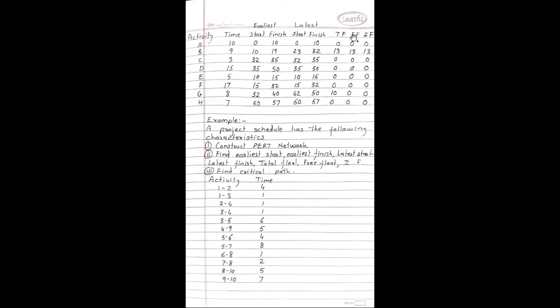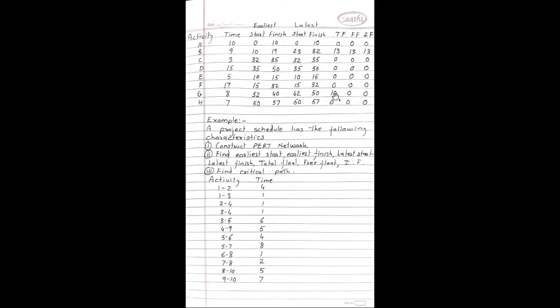Now to get total float, we have to consider latest start minus earliest start. So 0 minus 0 will give you 0. 23 minus 10, the value is 13. 35 minus 32, value is 0. 35 minus 35, value is 0. 10 minus 10, value is 0. 15 minus 15, value is 0. 42 minus 32, the total float becomes 10 days. And for last activity, 50 minus 50, the total float is 0.